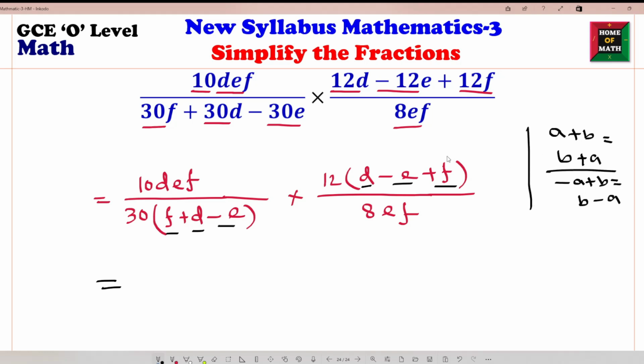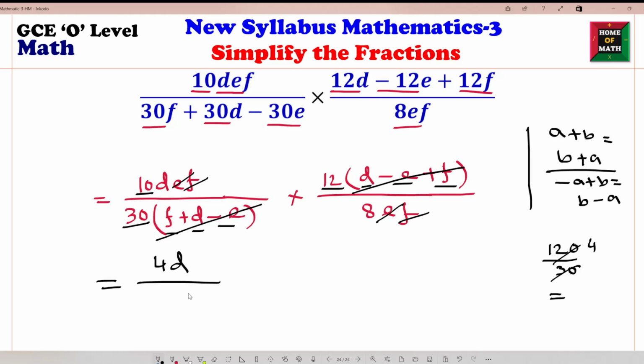Okay, so in this case this one and this one we can cut. Here is F and here is F, we can cut. This one is E and this one is E, we can cut. And now look, here is 10 and here is 12 and here is 30. So 10 times 12 is 120, divide 30, we can write 4.